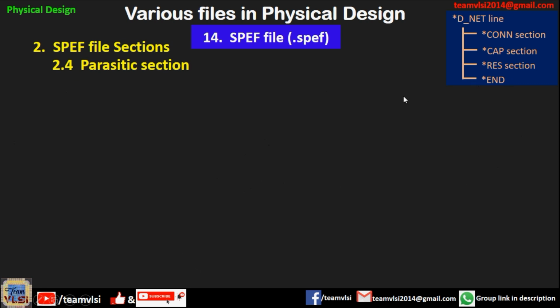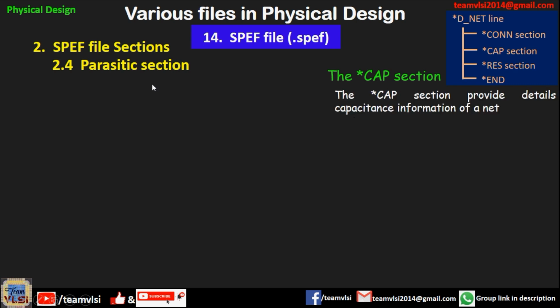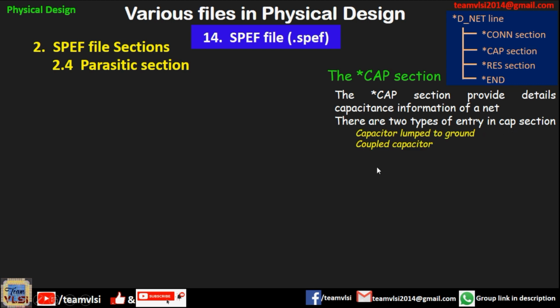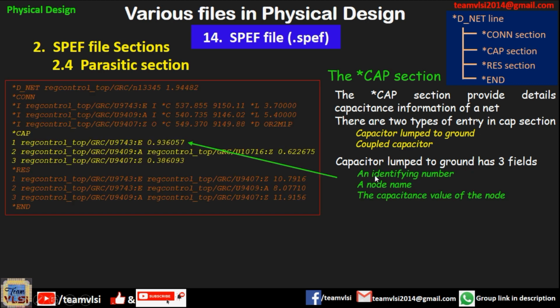So with this, we will move to the resistance capacitance section. The *CAP section provides detailed capacitance information of the net. There are two types of entry in the cap section. First is capacitor lumped to ground, and second is coupled capacitors. Capacitor lumped to ground has three fields. First is an identifying number, second is a node name, third is the capacitance value of the node.